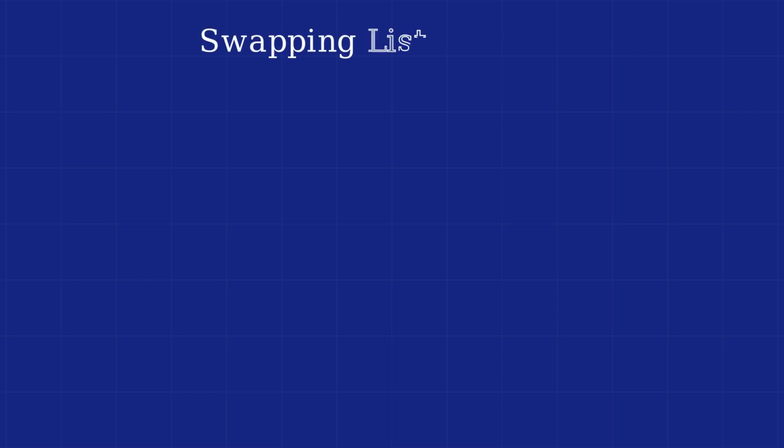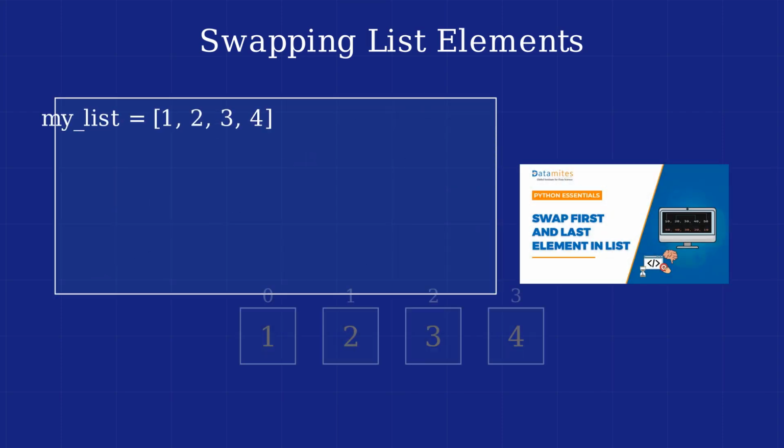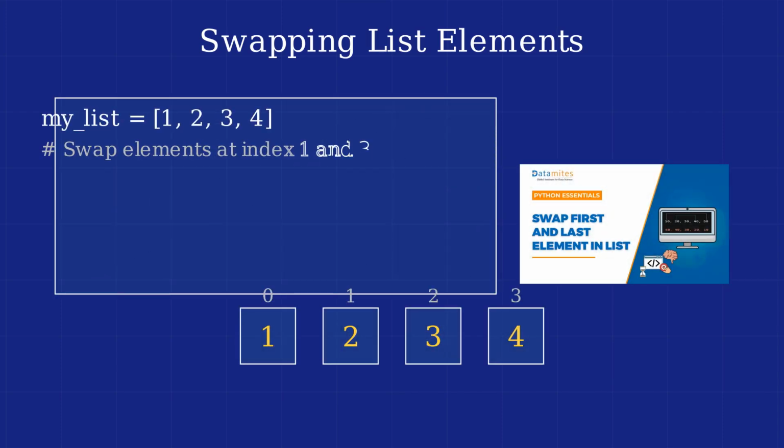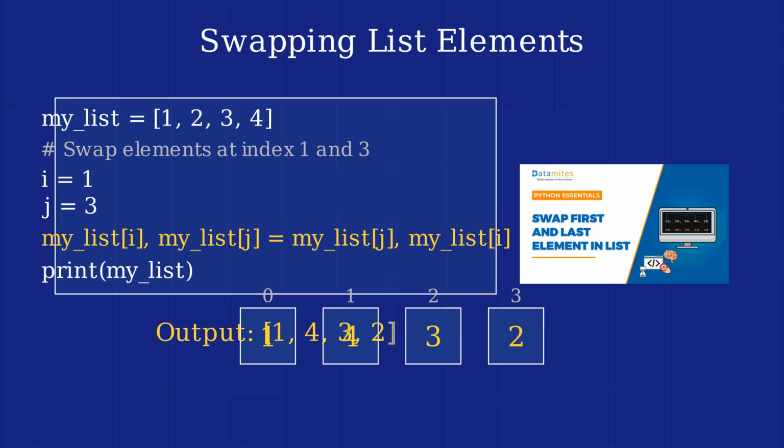You can also use this same technique to swap elements within a list. Here we have a list with 4 elements, 1, 2, 3, and 4. We want to swap the elements at indices 1 and 3, which contain the values 2 and 4. Using the same tuple unpacking syntax, we can swap these elements with a single line of code. This swaps the values at these two indices directly. After the swap, we have a new list with the elements rearranged. This demonstrates how the same swapping technique works effectively on list elements.